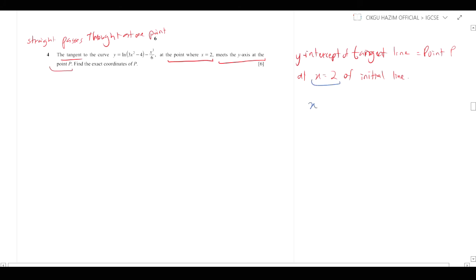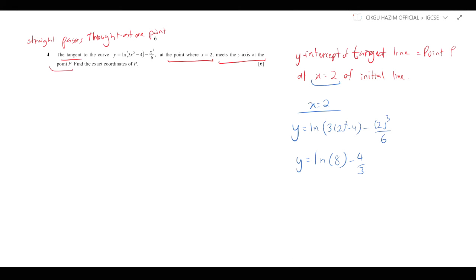So I put x equal to 2 here, so y equals ln of (3 times 2 squared minus 4), and then minus 2 to the power of 3 over 6. So y equals ln of 3 multiplied by 4 is 12, 12 minus 4 is 8. So it's ln 8, and then minus 8 over 6, which is also 4 over 3. So that's going to be the y value.